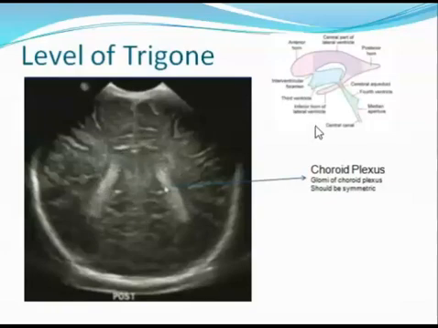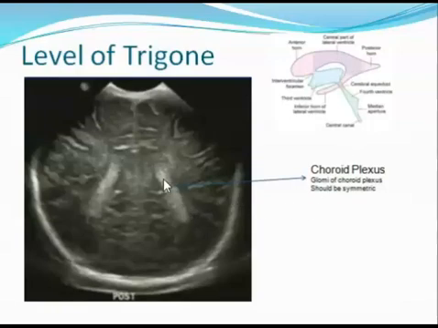A few words about the lateral ventricles. This is the lateral ventricle. It consists of the anterior horn, the inferior horn, and then the posterior horn. All these three horns combine and meet at an area. The junction area, or the common area of all three horns, is called the trigone or the atrium of the lateral ventricle. And this is the part where you see the choroid plexus.